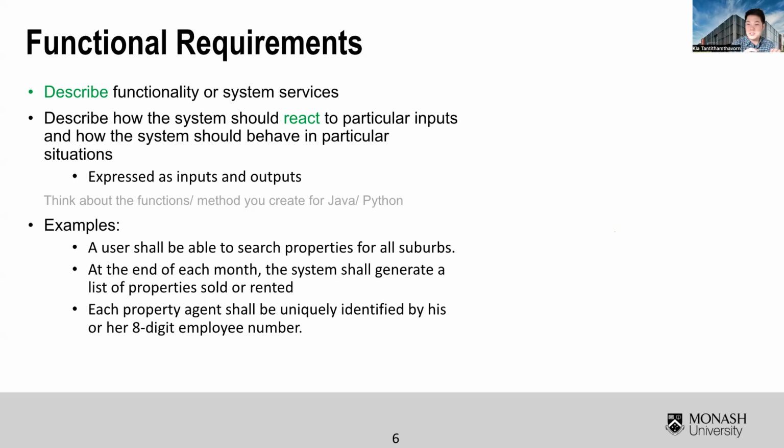There's a search feature. And at the end of each month, the system shall generate a list of properties sold and rented. Yeah, so that's one of the functionality of the system as well, right? Each property agent shall be uniquely identified by his or her 8-digit employee number. And that means this kind of system should serve the end users, the landlord, the rental provider, and also the rental property agent as well. Yeah, real estate agent. Okay, so that's the three main end users of this application, right?